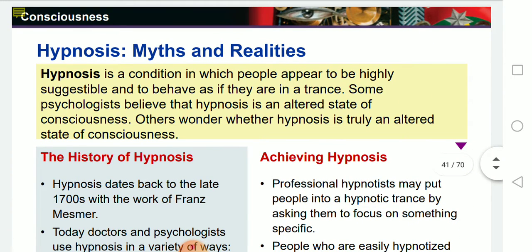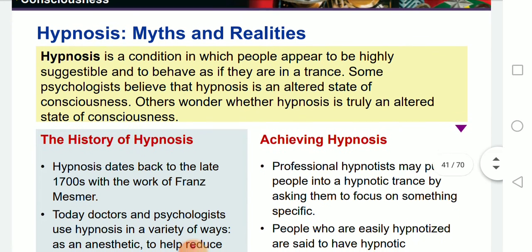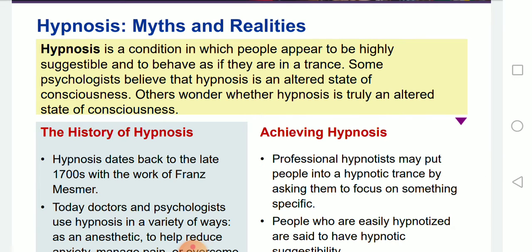So, when we talk about hypnosis, myths versus realities: hypnosis is a condition. I'm going to make you sleep. Is this a right thing about hypnosis? No, it's not. It is a condition in which people appear to be highly suggestible and to behave as if they are in a trance. Some psychologists believe that hypnosis is an altered state of consciousness. Others wonder whether hypnosis is truly an altered state of consciousness or not.